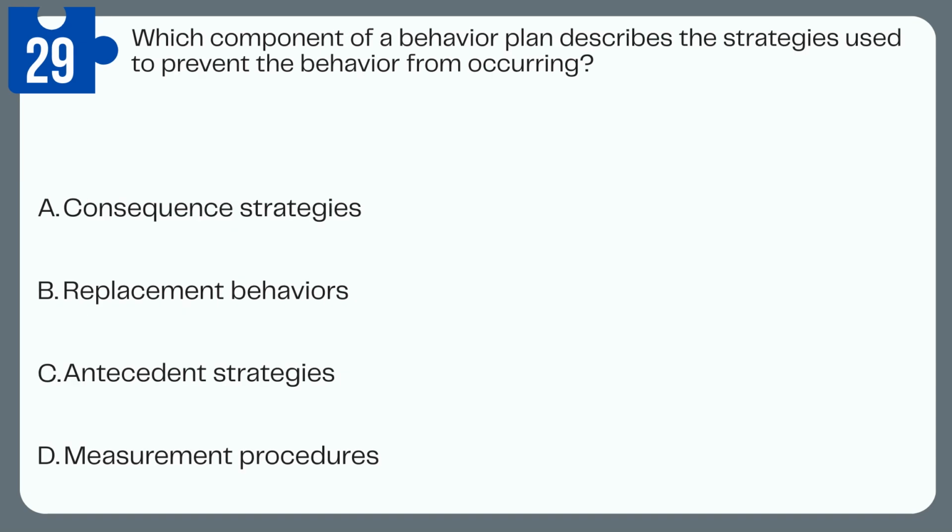Question 29. Which component of a behavior plan describes the strategies used to prevent the behavior from occurring? A. Consequence strategies. B. Replacement behaviors. C. Antecedent strategies. D. Measurement procedures.